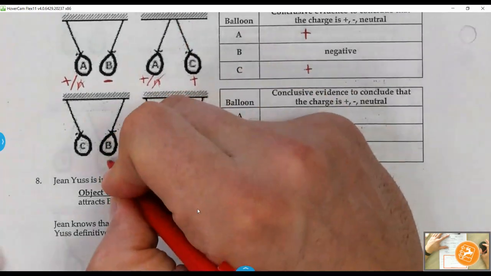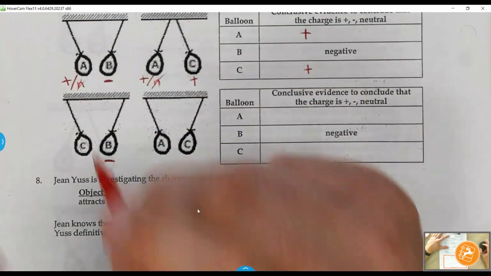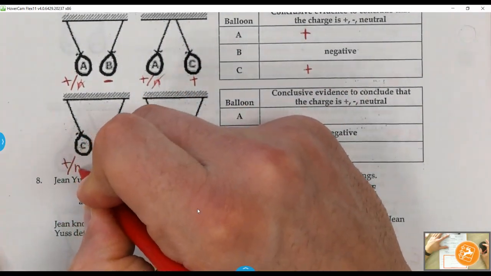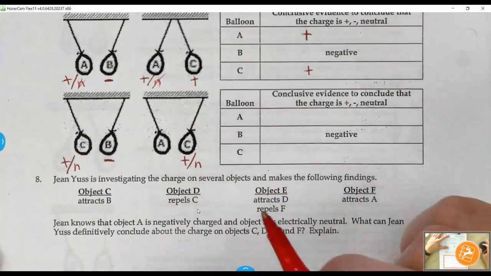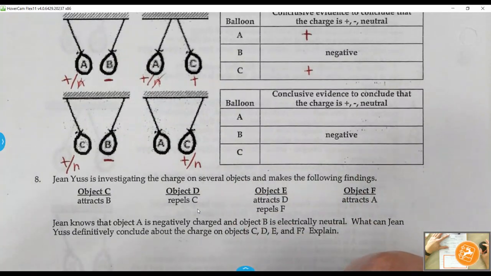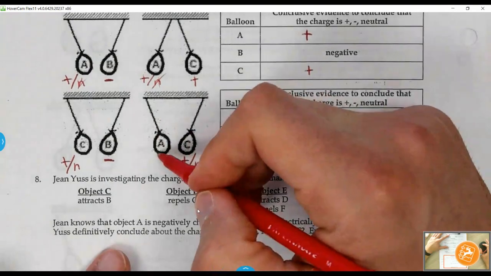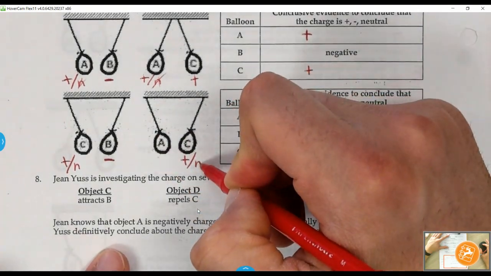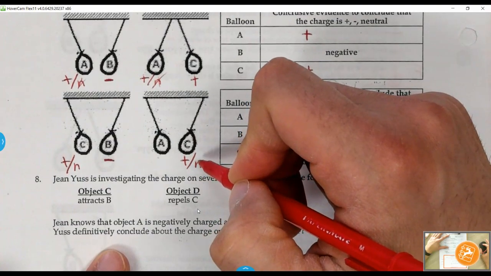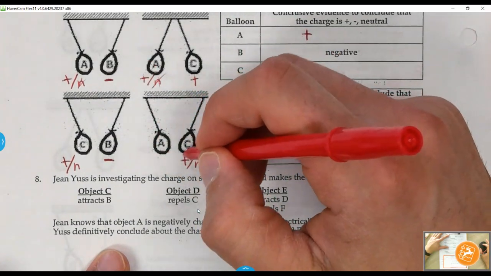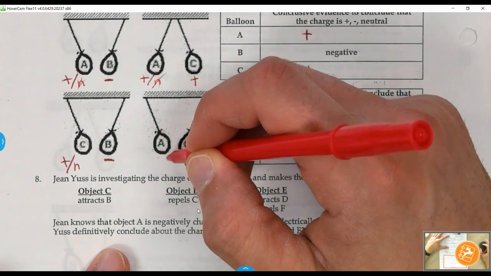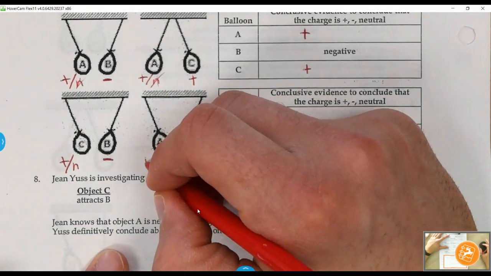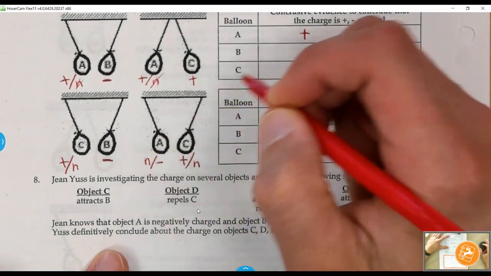Now, B we know is negative. What could C be? It could be positive or neutral. So if C was positive or neutral, and you see that it's attracting A, does A have to be negative? Well, it could be. If A was negative and this was neutral, it would attract. But if C was positive, A could be neutral, and it would attract. So this one could be neutral or negative.